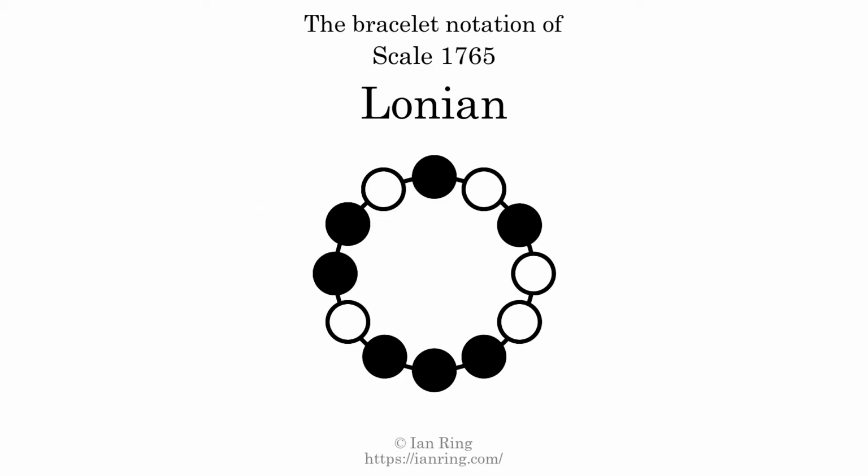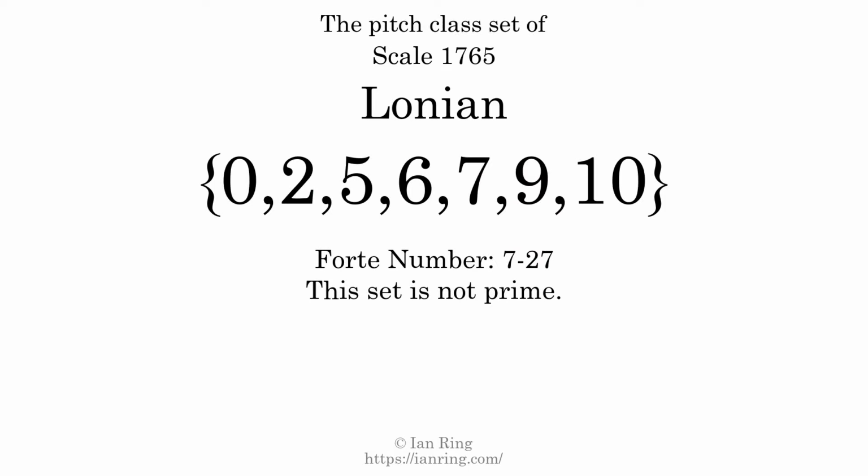This is a bracelet notation diagram of scale 1765. The shaded circles represent tones that appear in the scale, and they are read clockwise, starting at the top. The pitch class set for this scale is 0, 2, 5, 6, 7, 9, 10. The Forte class is 727. This set is not prime.